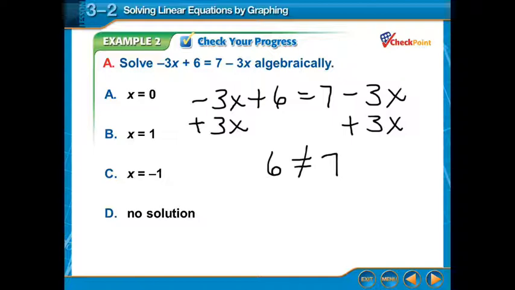Doesn't mean you can't get it on the graph. It just means that there's no solution for the x-intercept. There's not an x value that we can put back in this equation to make a true statement.